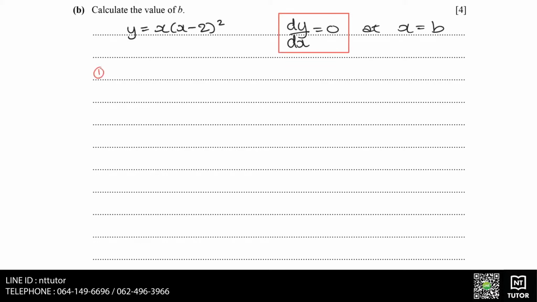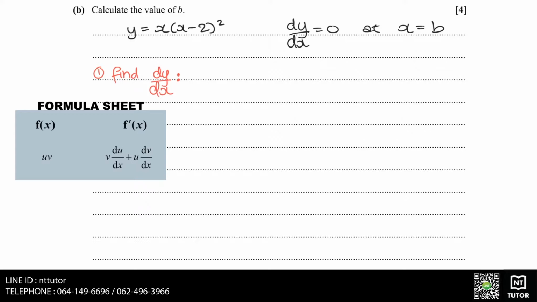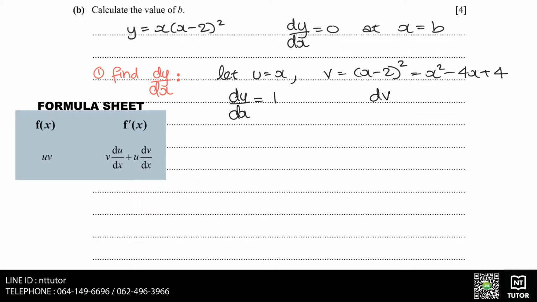First, we need to find dy over dx. Since the y in question is the product of x and (x minus 2) squared, we can use the product rule to differentiate this by letting u equals x and v equals (x minus 2) to the power of 2. To find du over dx, we differentiate u with respect to x, which gives 1. And to find dv over dx, we differentiate v with respect to x, which equals 2x minus 4.